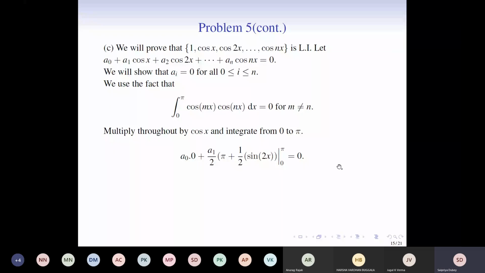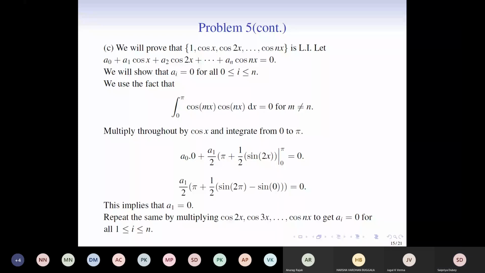After substituting the limits, we have this and it forces a1 to be equal to 0. Similarly, by multiplying by cos 2x and so on, you can see that the ai's are equal to 0. Please note that once all ai's from 1 to n are equal to 0, only a0 will remain, so it will force even a0 to be equal to 0. We also need to show that a0 is 0, but that will follow once all ai's for i ranging from 1 to n are 0. And therefore, we get that this set is linearly independent.